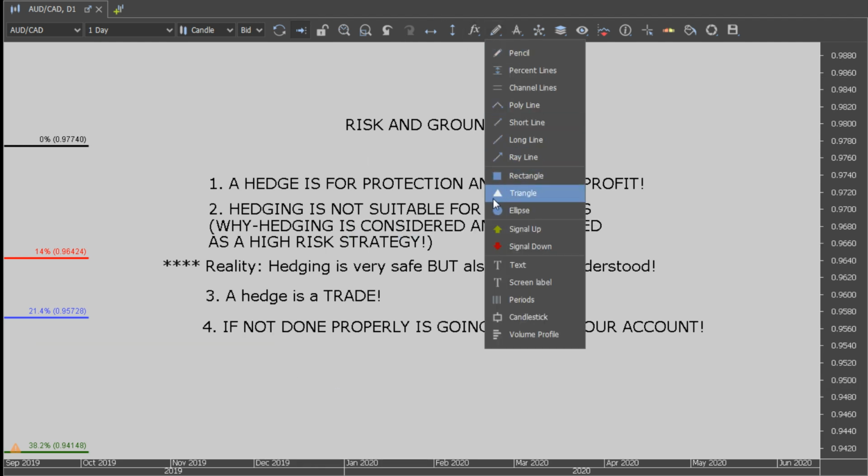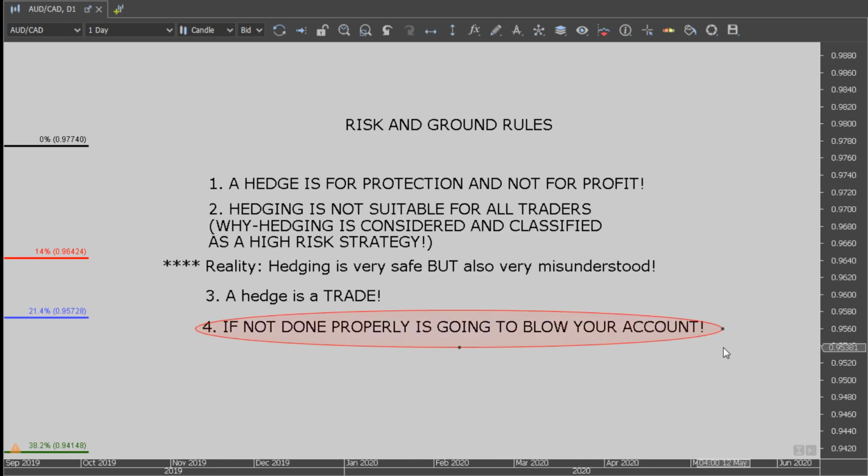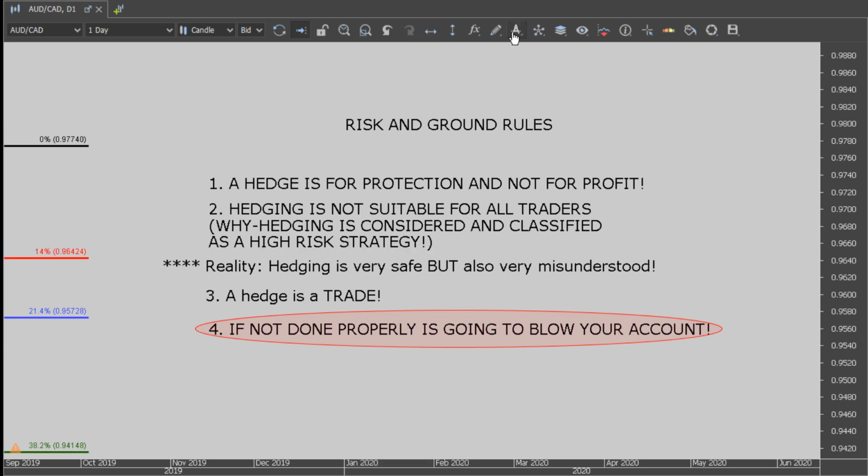But most important, everybody, don't come crying to me. Remember, number 2 and number 4 are extremely important. Hedging is not suitable for all traders. Number 4, if not done properly, it is going to blow your account. And today we are going to talk about how traders blow their accounts. Of course this is not for beginners, but semi-professional and professional traders do blow their accounts.